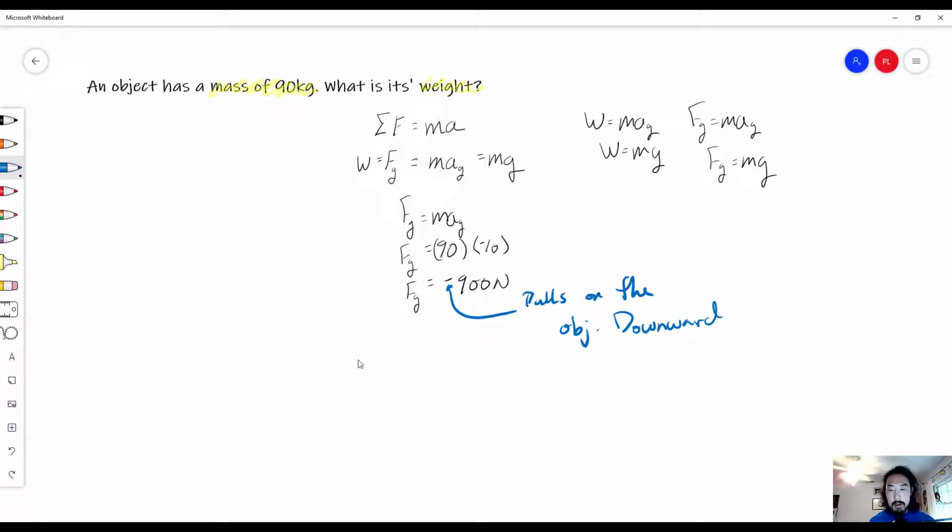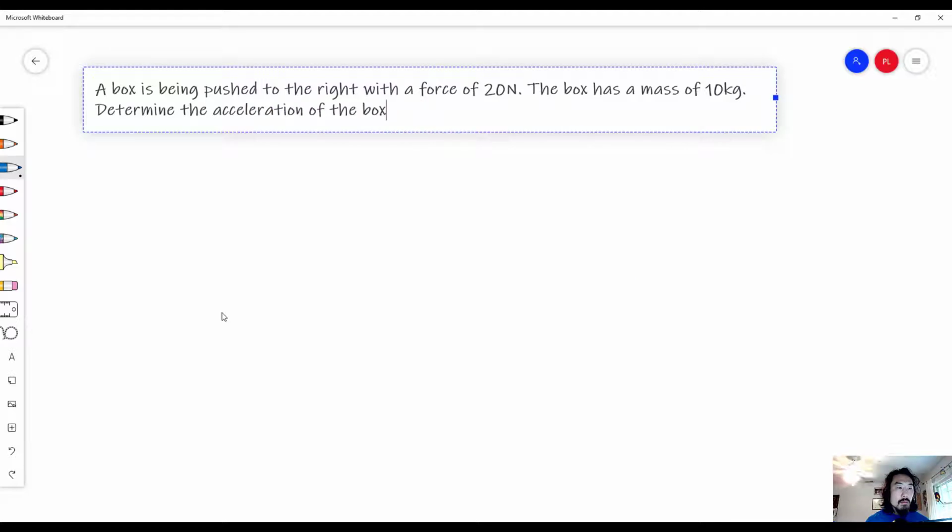All right, cool. Let's do another one. Okay, here we have another problem. This one says a box is being pushed to the right with a force of 20 newtons. The box has a mass of 10 kilograms. Determine the acceleration of the box.